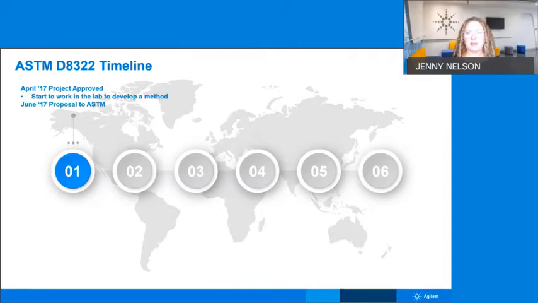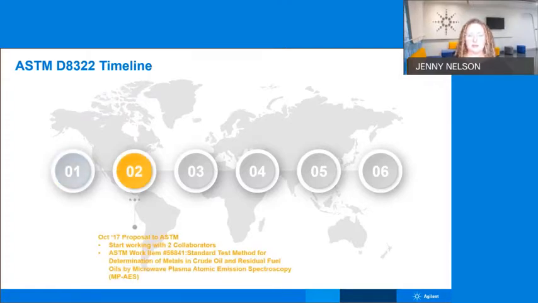Okay, so here is the timeline for ASTM D8322. I find it very interesting how long some of these test methods take to get approved, but it's quite a lot of work for the people involved. So kudos to all the people that work on ASTM methods. We originally started this project after we published that second paper in Energy and Fuels, and we had this project approved by our managers so that we could develop the method and propose it to ASTM. That was the first step, and it happened in spring of 2017.